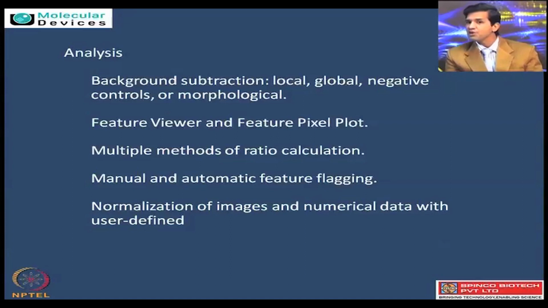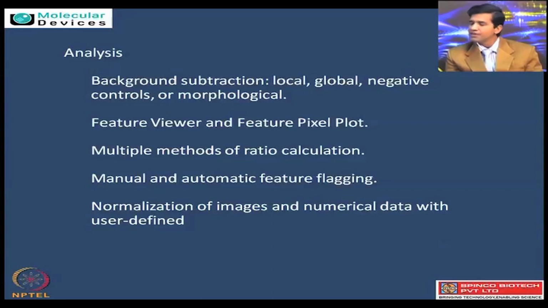And then feature viewer and feature pixel plots. The major thing after acquisition is visualization of the data, and this visualization comes in the form of pixels and plots, the graphs. Graphs help us understand globally what is happening in short. It gives you a real image of how things are happening. There are also multiple ways of calculating ratios after normalization or during the normalization of the data. So the analysis immediately after involves a few normalization processes, which GenePix Pro can very well handle.